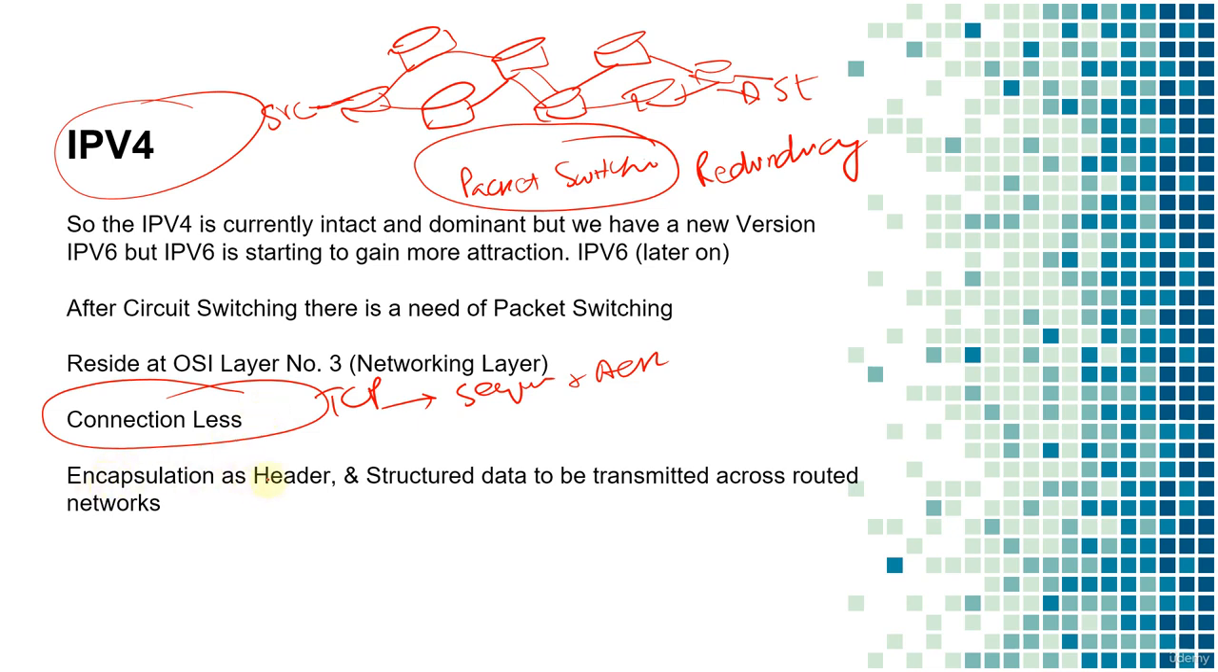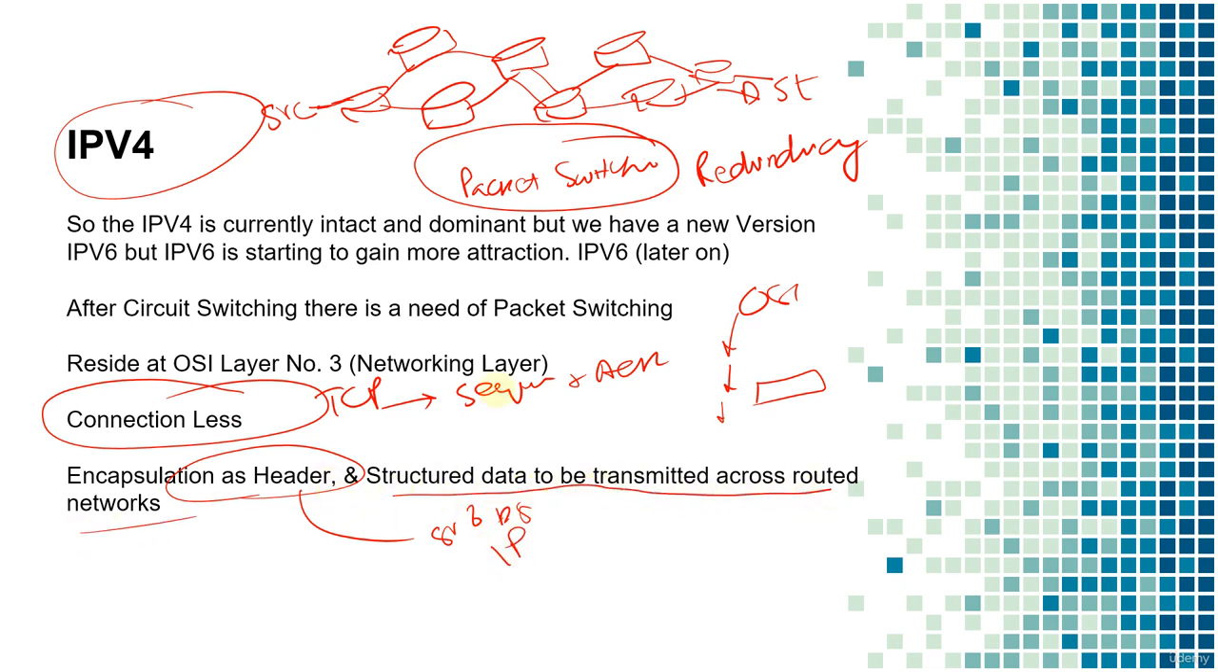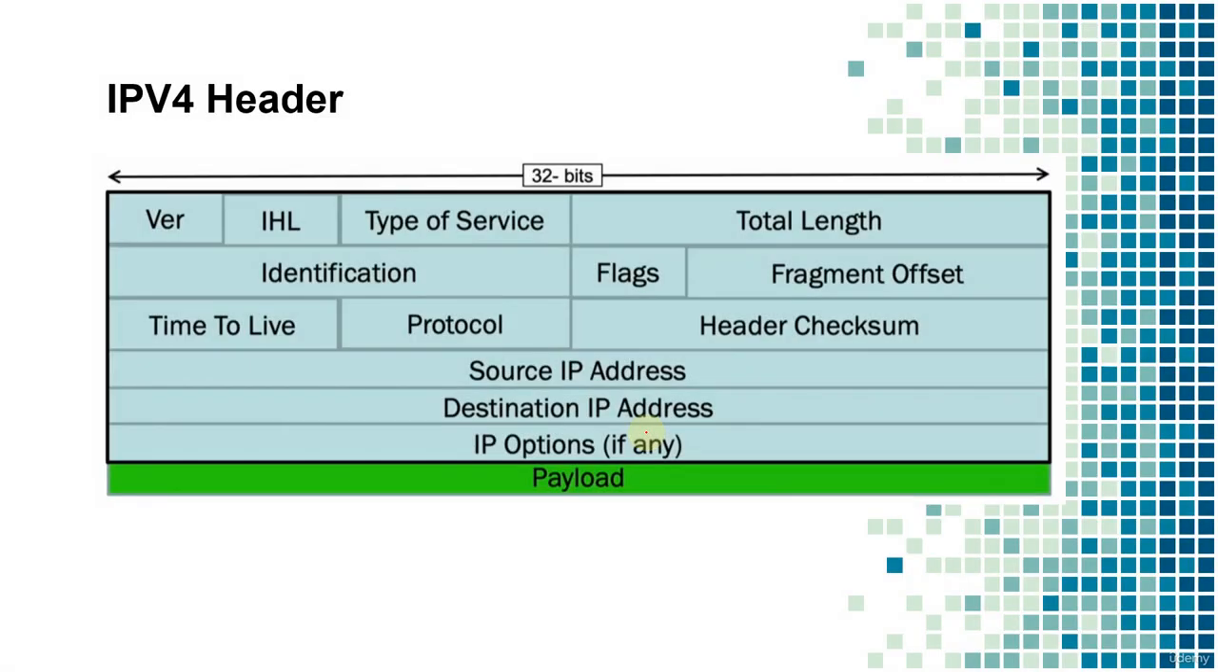Then encapsulation as a header: remember from the OSI layers, whenever we move from top to bottom, it is going to encapsulate the data. So it is going to add its header, and the header has the information about the source and destination IP. This is structured data to be transmitted across the routed network, and more is coming in the next slides. So let's head over there, which is talking about the IPv4 header.